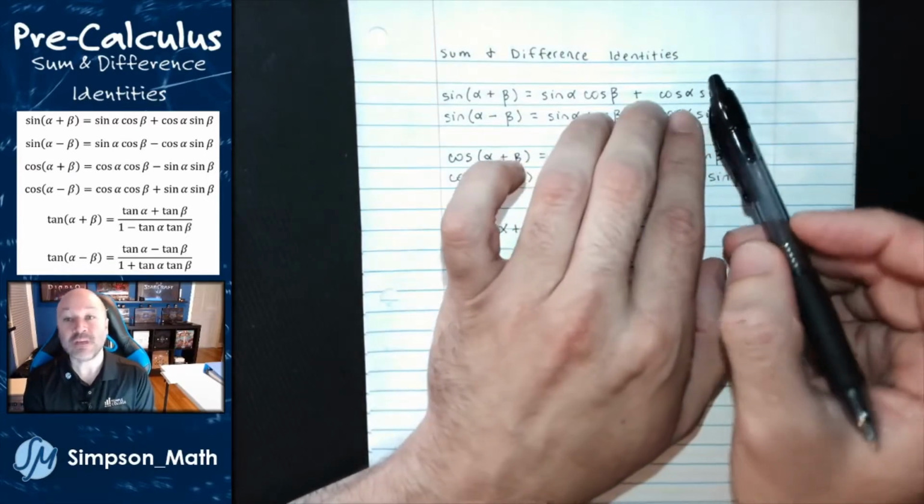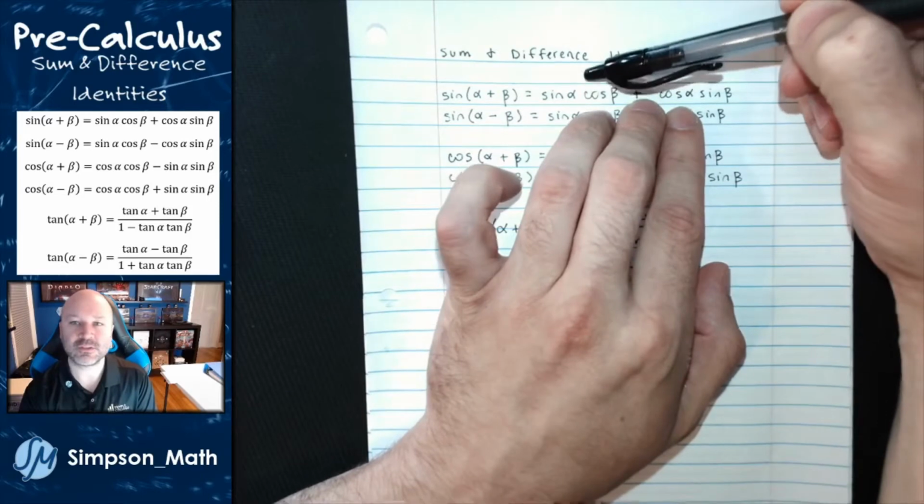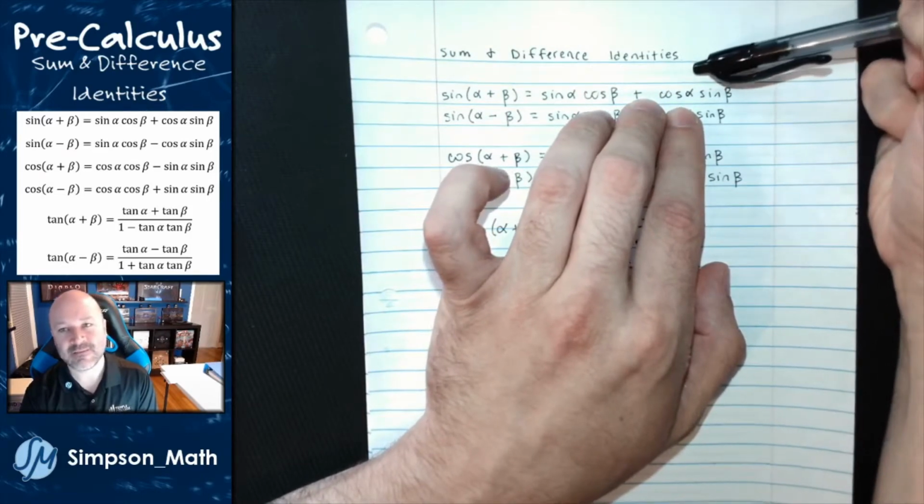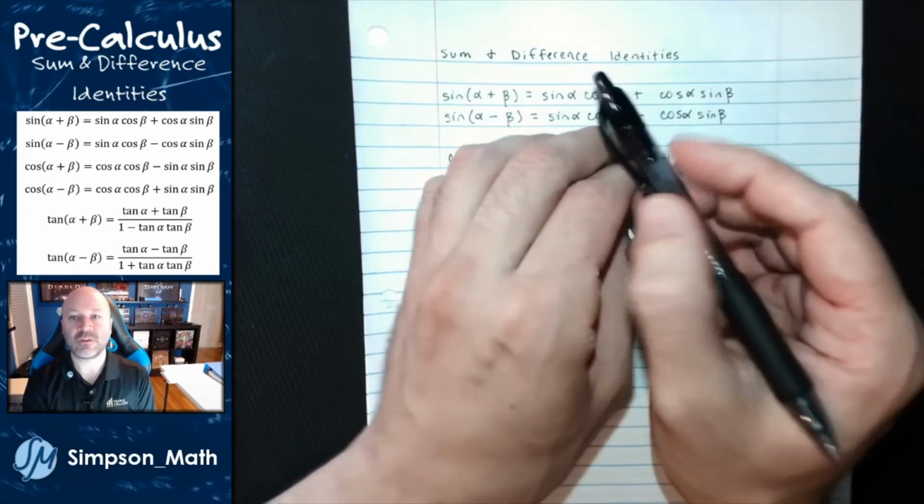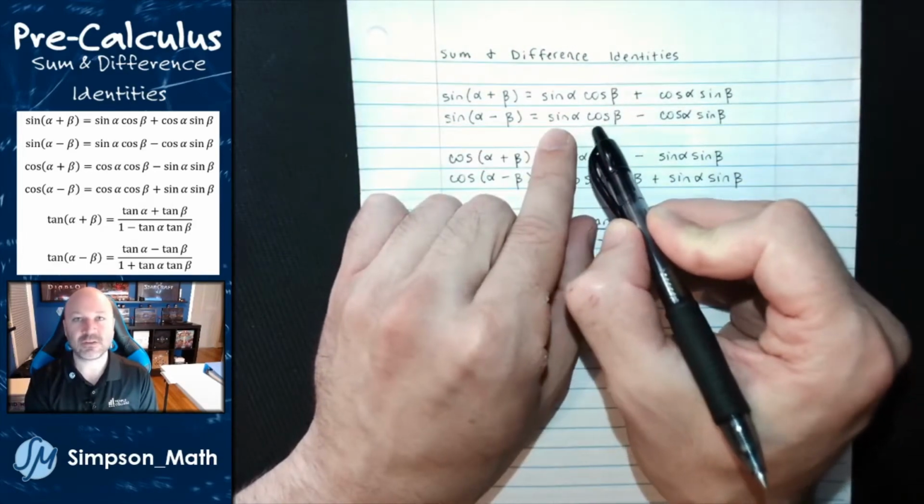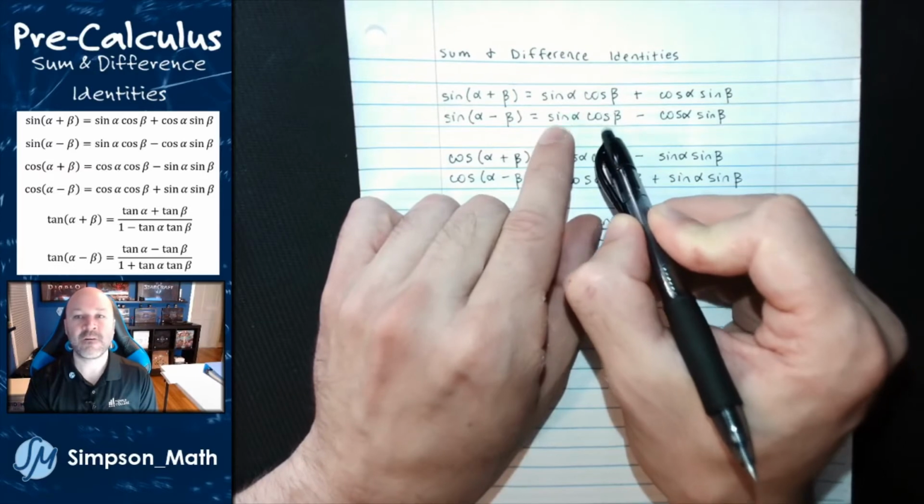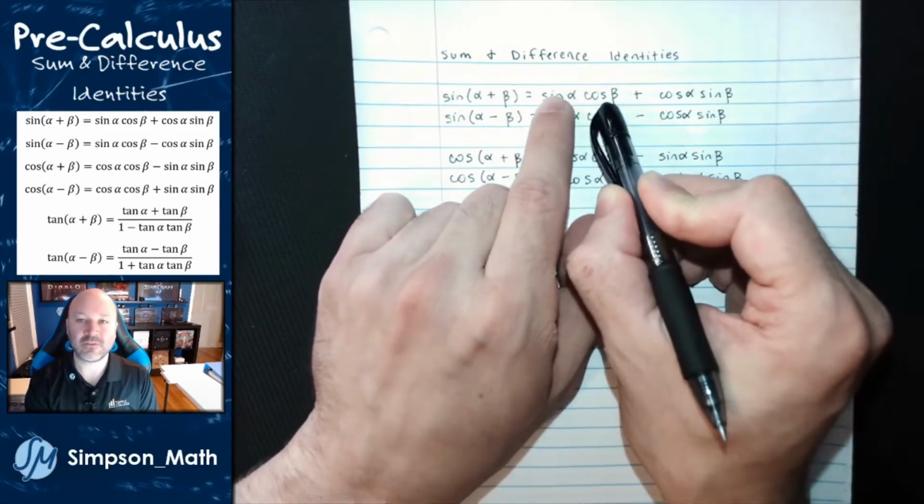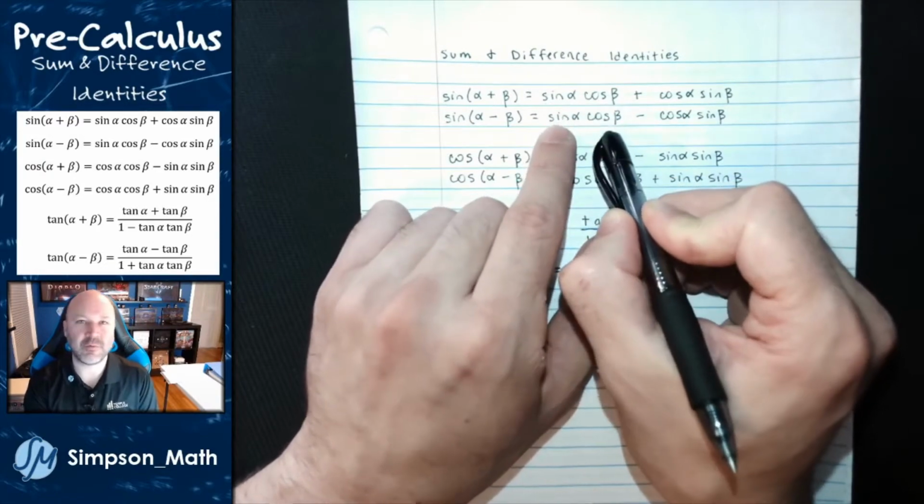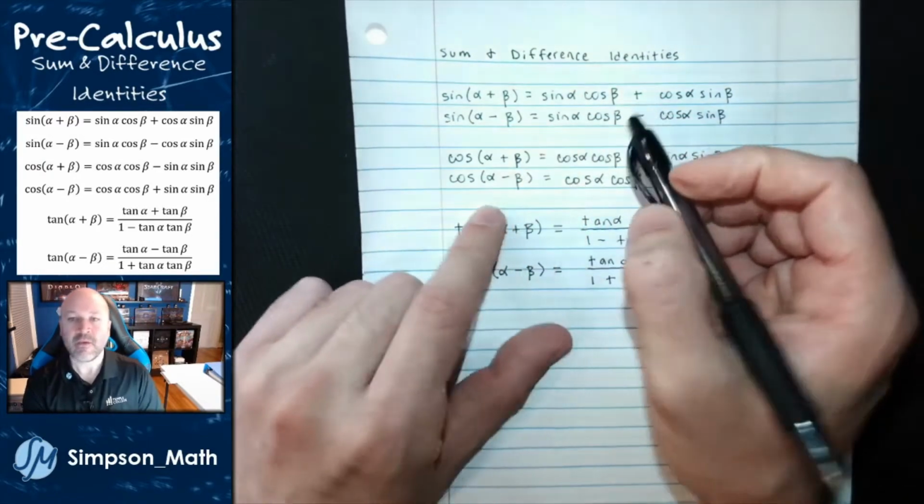Now I remembered in that order because of this minus sign. For the sum, it doesn't matter which one you put first. 2 plus 5 is the same thing as 5 plus 2. But when it comes to the difference, that order does matter. So it is very important that the sine first, cosine second is first in the difference. So if I remember that as being the first term for both, it just helps me memorize them.